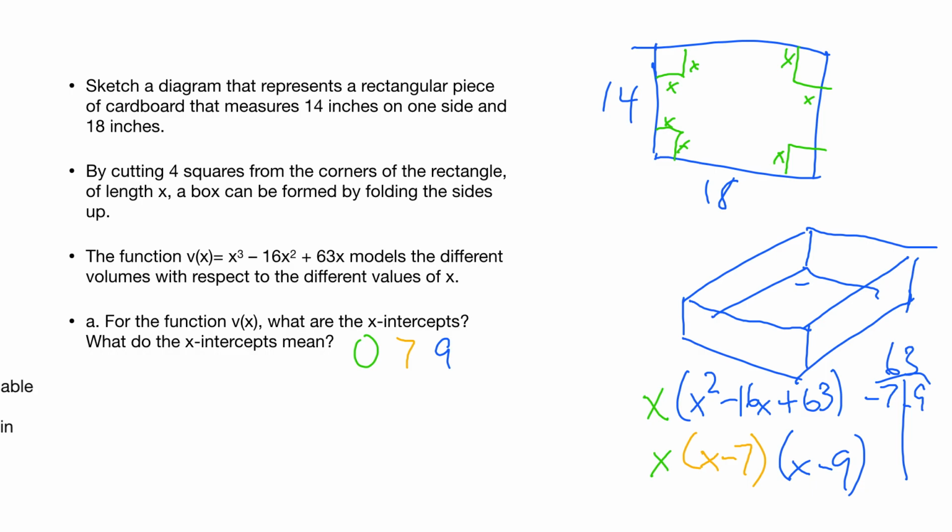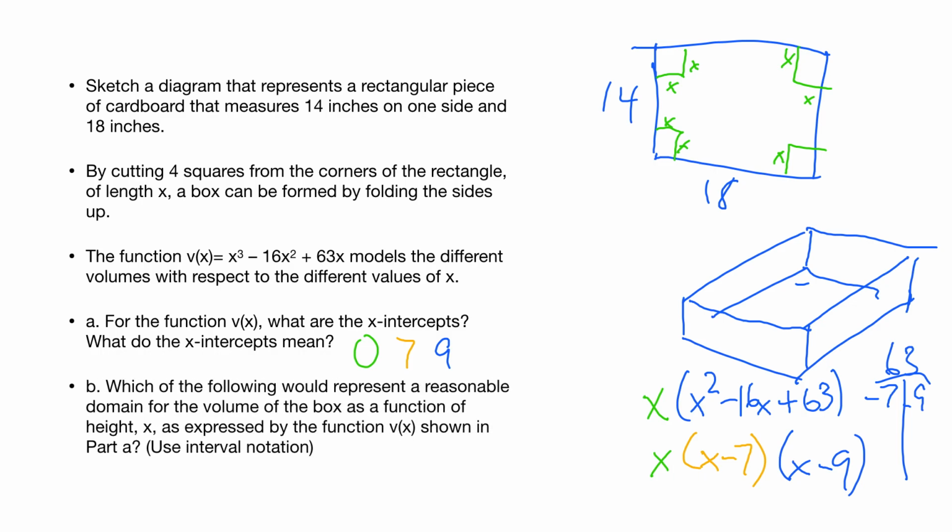So our final question would end up being, what would represent a reasonable domain for the volume? So if I was to do that, my lowest value would be 0. And that's not included because I have to cut something. But my highest value, would it be the 7 or the 9? Well, let's think. If I cut 9, I've already cut beyond the 14. So the highest would be 7, but I can't quite cut that whole thing or I'd cut off the side, meaning that's also a parenthesis.